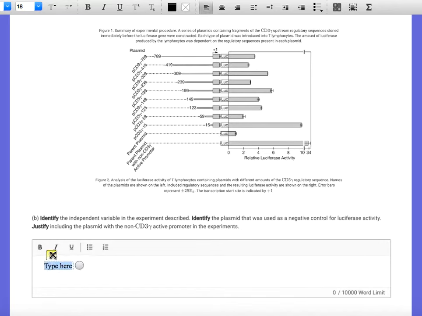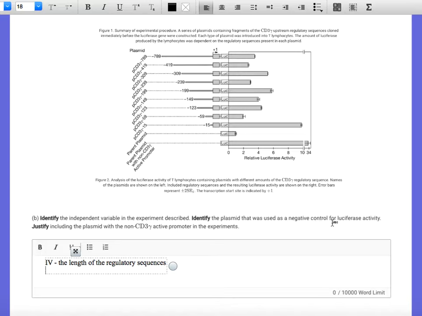So basically the independent variable is going to be the length of the promoter sequence, those upstream regulatory sequences. So the length of the regulatory sequence goes anywhere from 15 nucleotides all the way up to 789 nucleotides. So it looks like there's, I don't know, 9 experimental groups or something like that. And then of course the dependent variable, if they asked you that, would be what they're actually measuring, which is the amount of luciferase activity, the amount of protein translated.